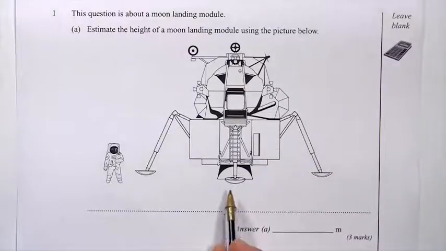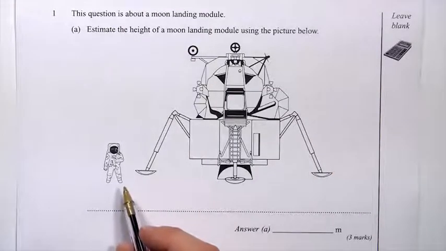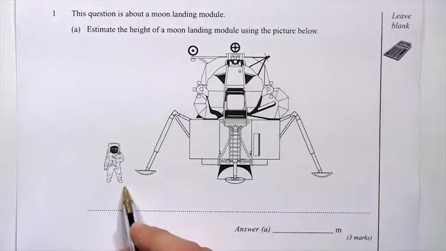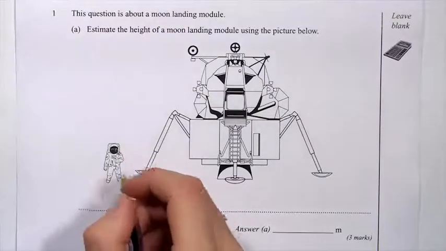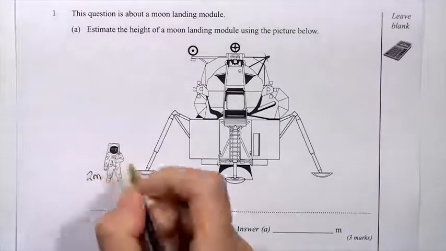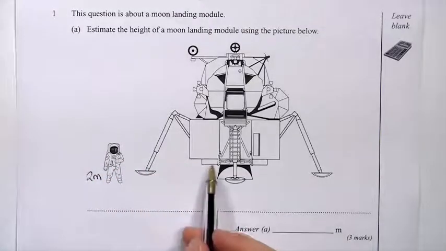So this must be the module, and this is an astronaut they've kindly given us to help. So the first thing is to estimate his height. So that's the typical height of a man, plus a bit of space suit. So let's say 2 meters for him. Now I can compare him to the module.